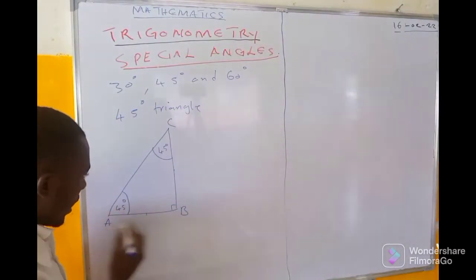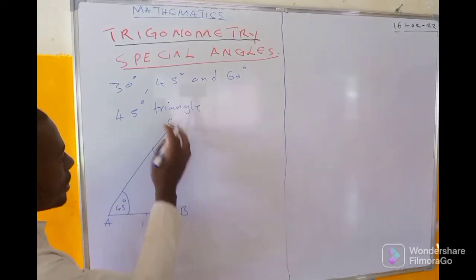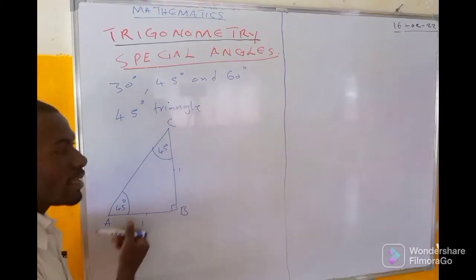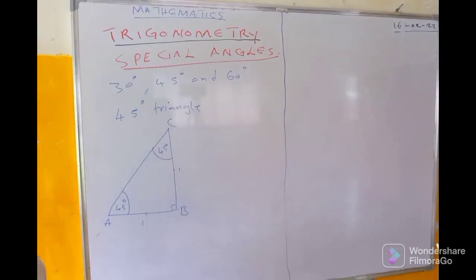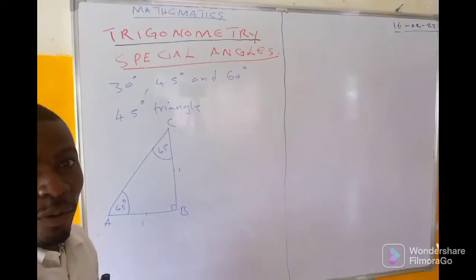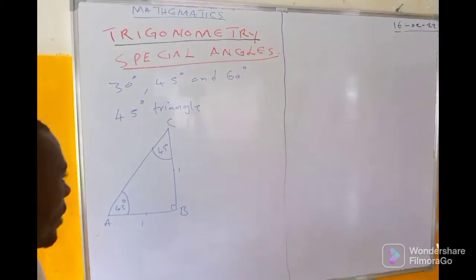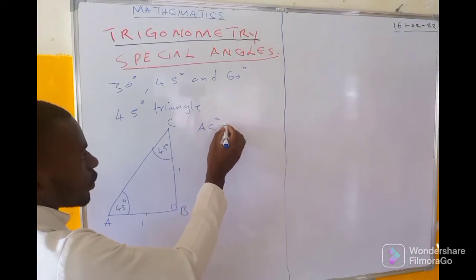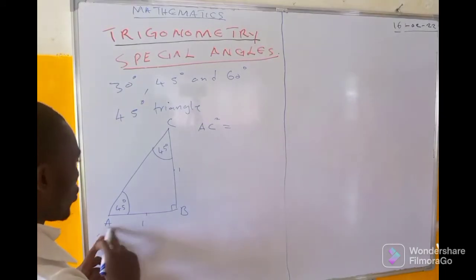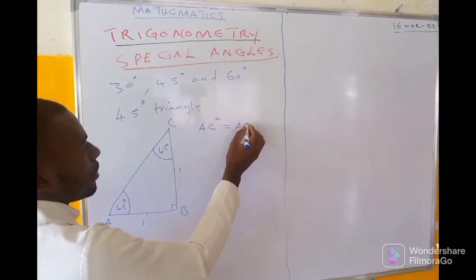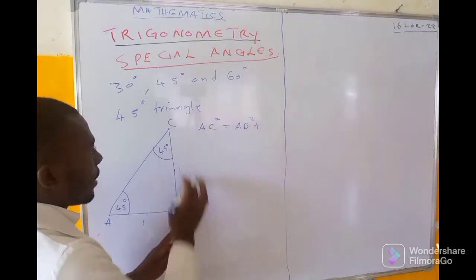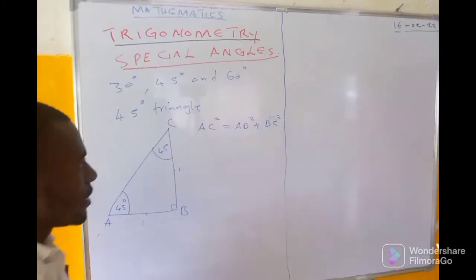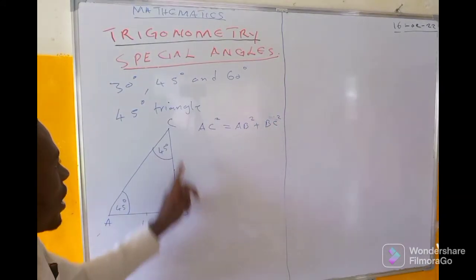So imagine here AB you have 1. That means even BC you are going to have 1. So what are you going to do to find the distance AC? This is why you are going to use the Pythagoras theorem. And what does the Pythagoras theorem state? The Pythagoras theorem states that the longest distance, which is AC, squared, is equal to the short distance AB, which you also square, plus the other short distance, BC squared.